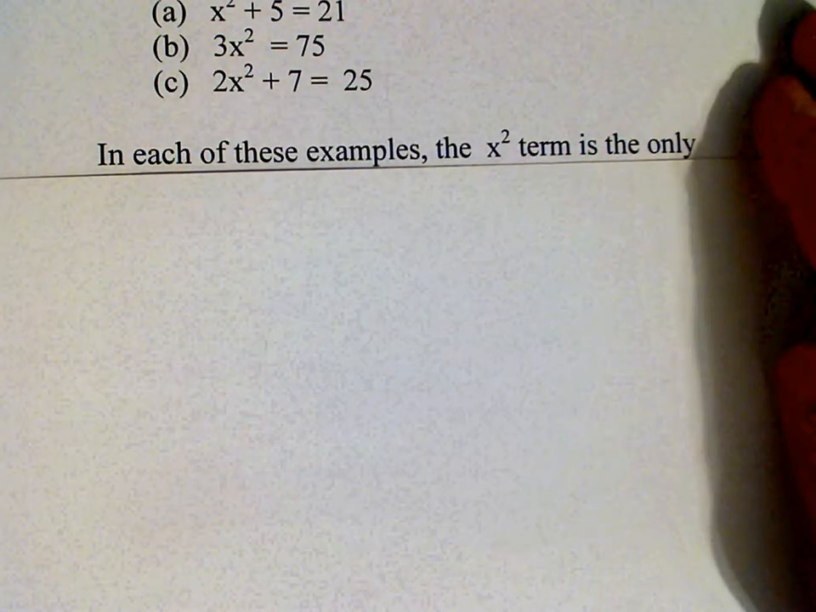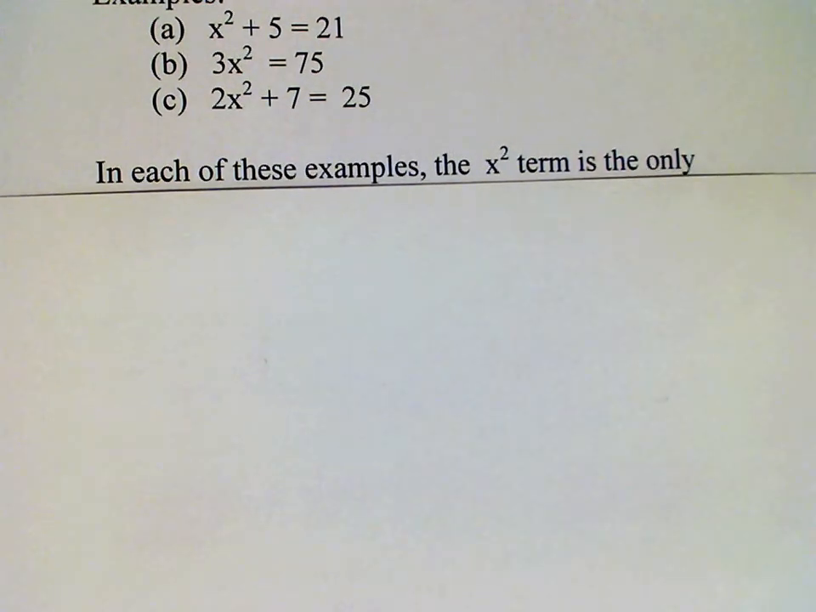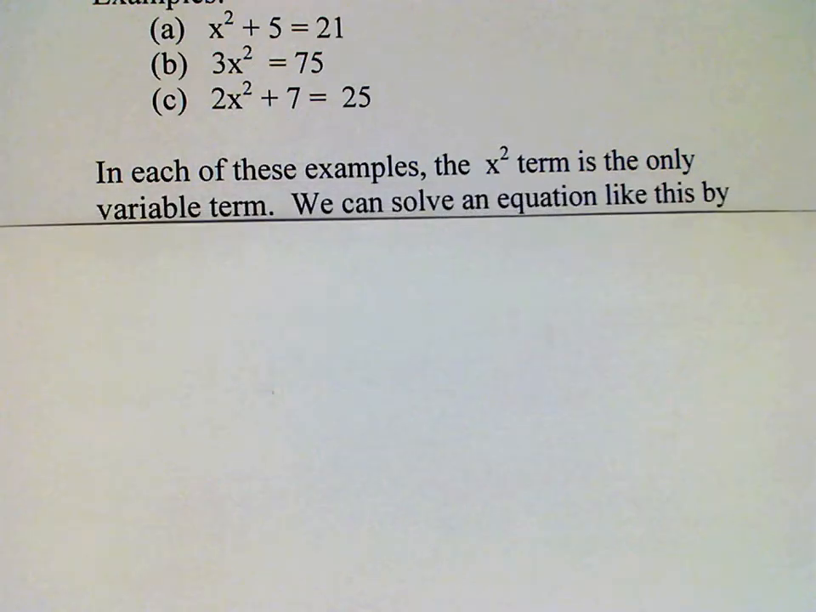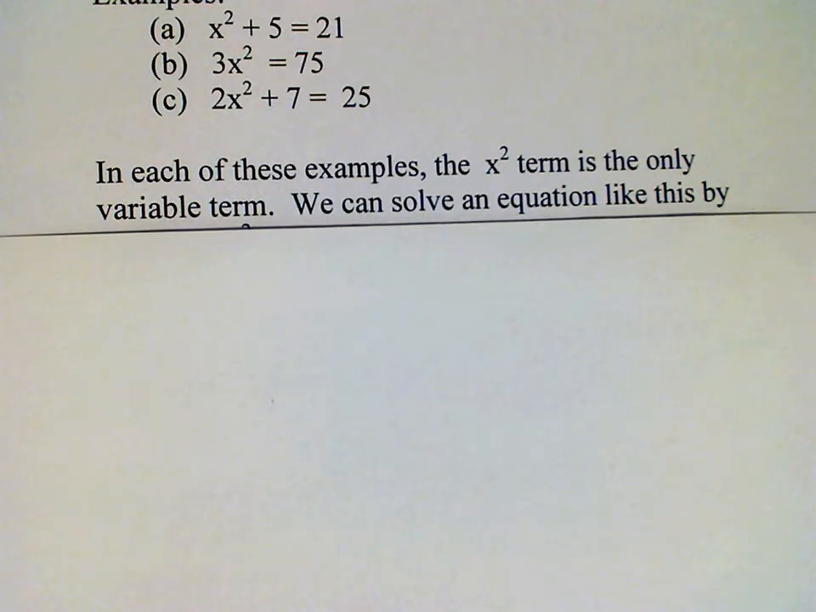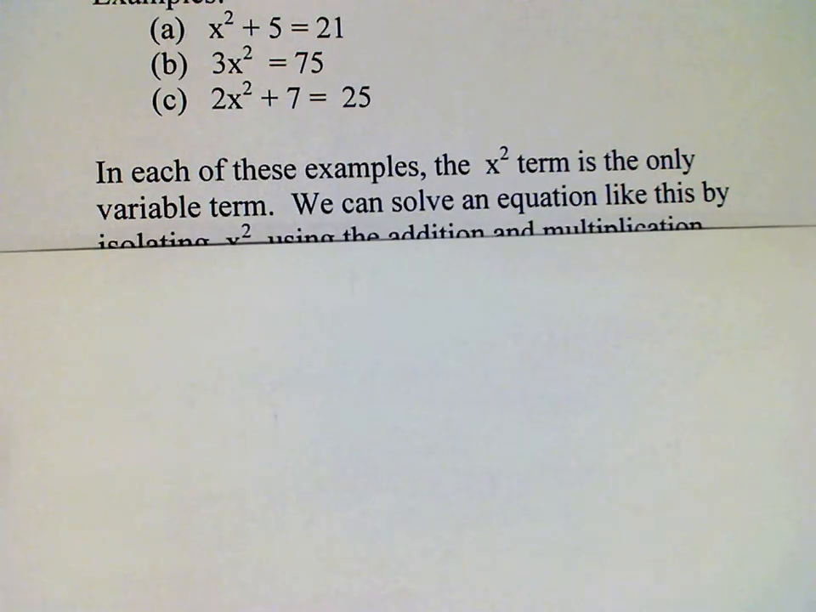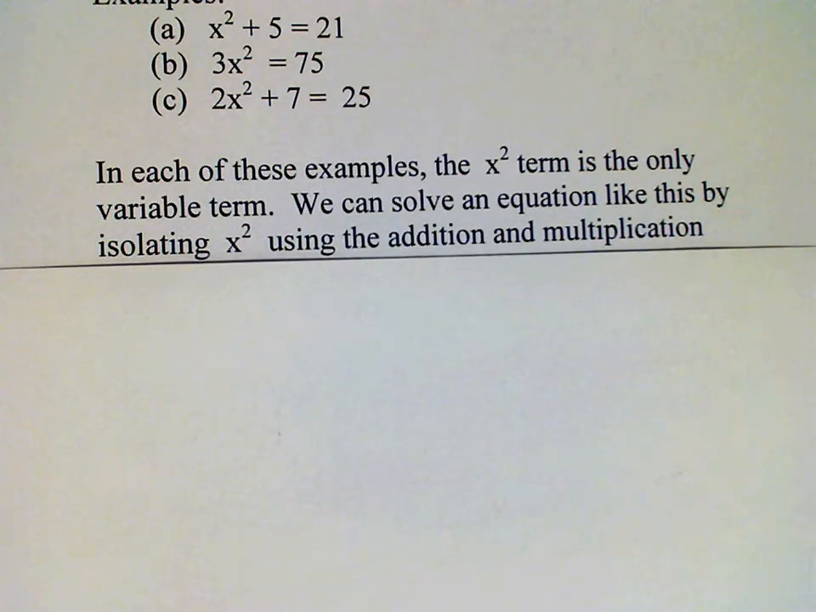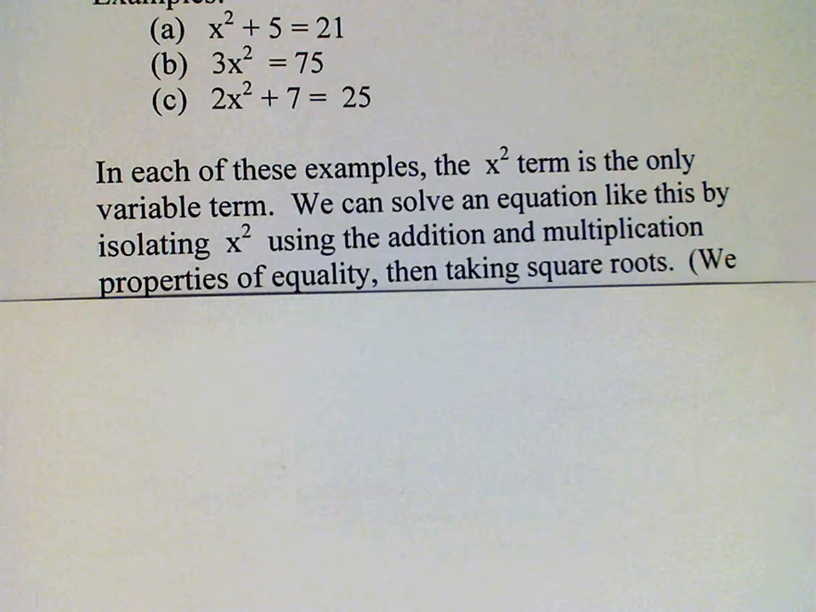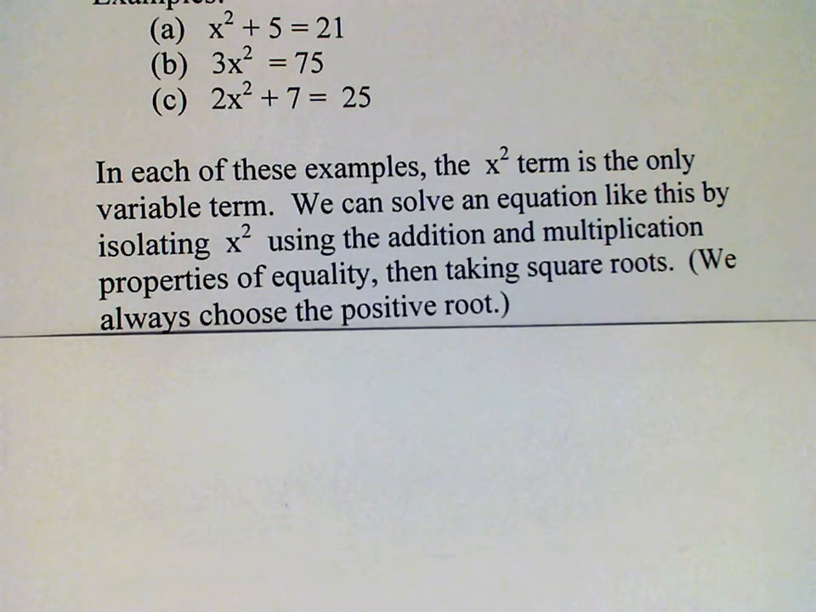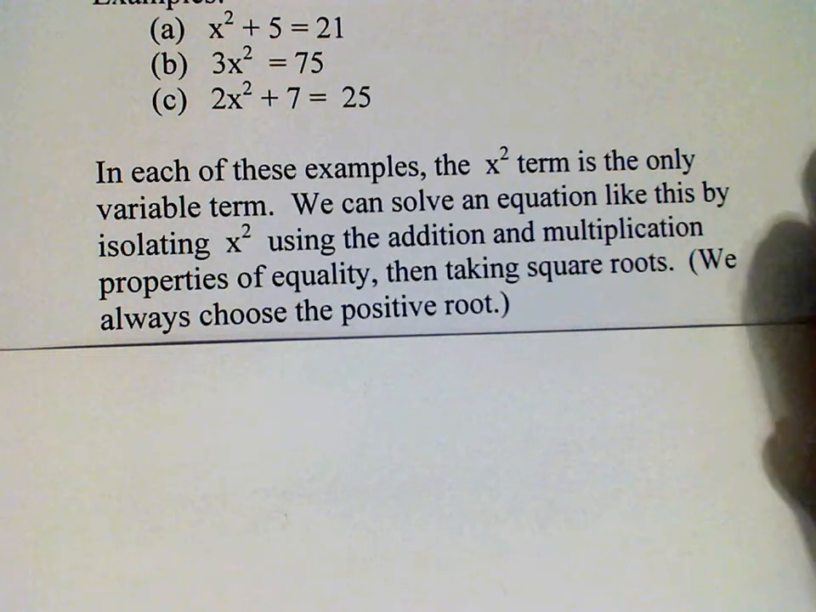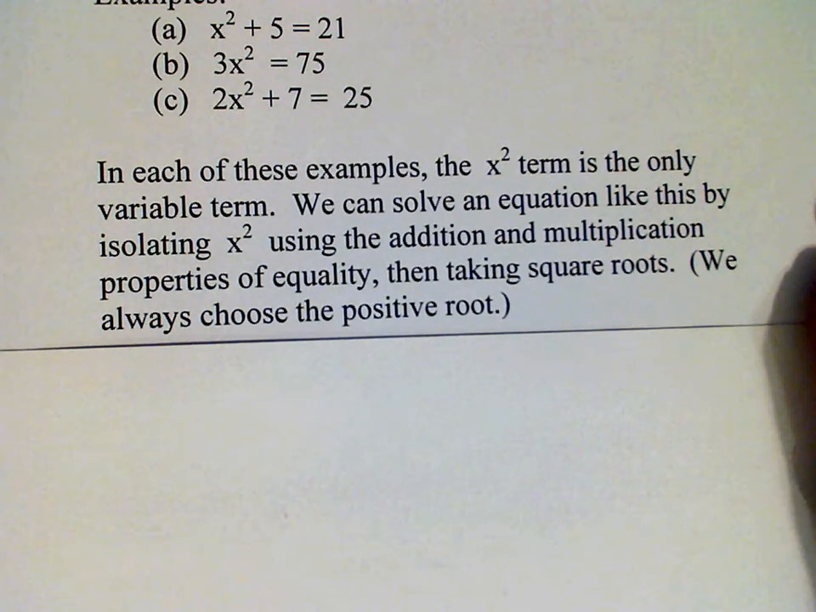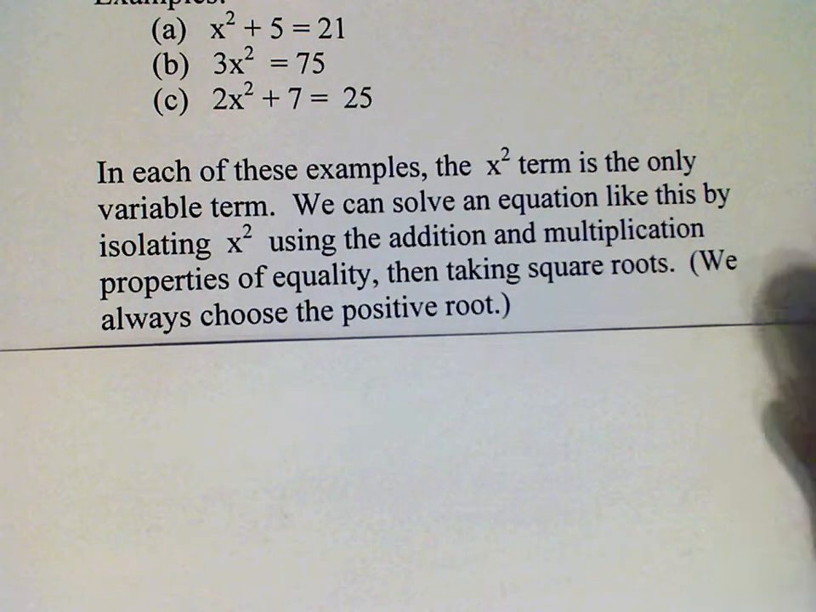Now we see in each of these examples that the x squared term is the only variable term. And when we have an equation where x squared is the only variable term, then usually the easiest way to solve that equation is by isolating the x squared term and then taking square roots. And to simplify the process, we will consider only the positive square root in this section.